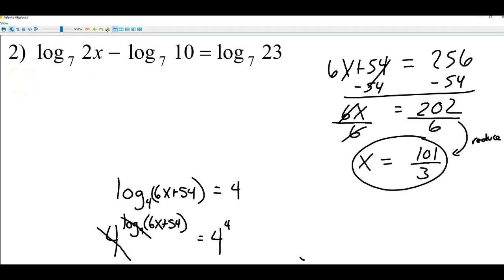Okay, let's do another one here. I'm going to make this a plus though. I don't want that to be a minus. So go ahead and write that down. I'll give you a second there.